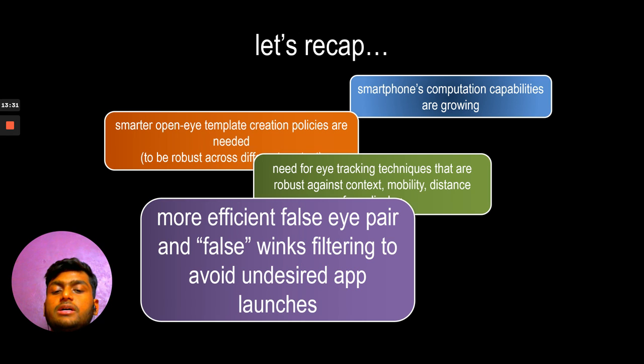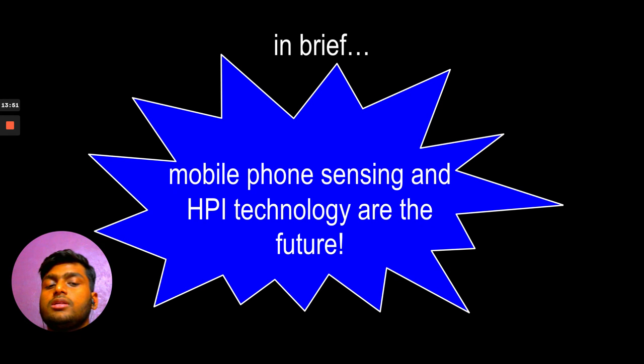More efficient false eye pair and false wink filtering is needed to avoid undesired app launches. That is mainly one of the drawbacks of this technology in the current scenario: false eye pair and false wink filtering to avoid undesired app launches. In brief, mobile phone sensing technology and HPI technology are the future.